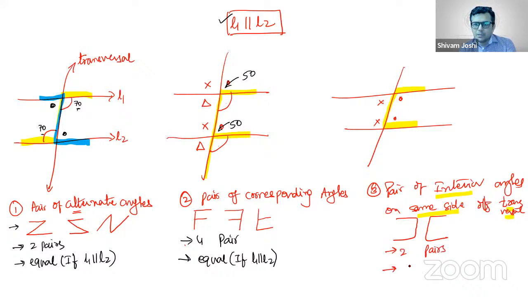What about the measures? These angles are supplementary, if the lines are parallel. L1 parallel to L2.